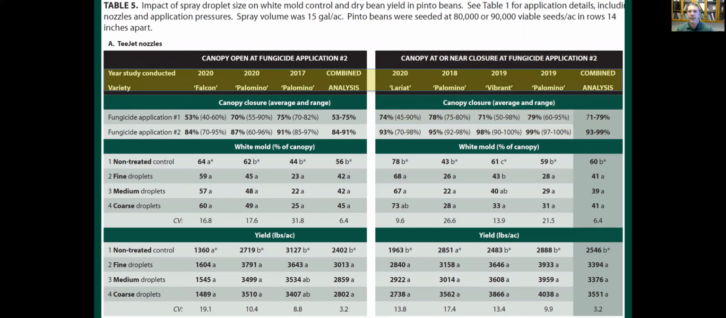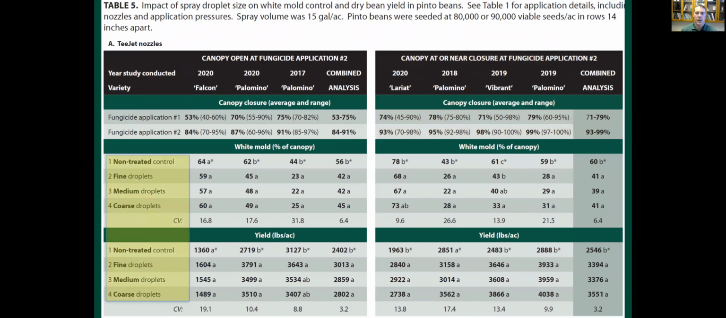Here you've got the years of the study and what variety was used. And in each case, you have combined analysis, and that's what we're going to focus on. Then beneath this, you've got white mold, that's percent of canopy that's affected. So all the disease data, and then you've got the yield data down below compared to the fine, medium, and coarse droplets, and you've got a non-treated control.